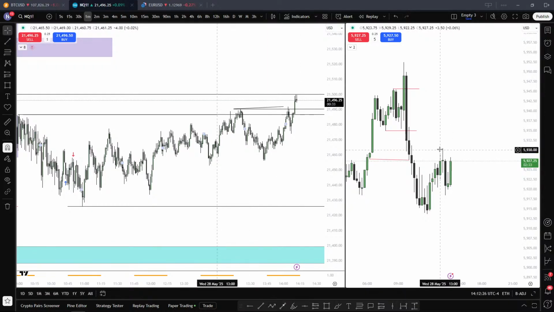I'm monitoring ES and this high right here. I want to see if this high gets taken out. Some concepts you do learn from me. Good stuff, man. Are you in TTV or not?